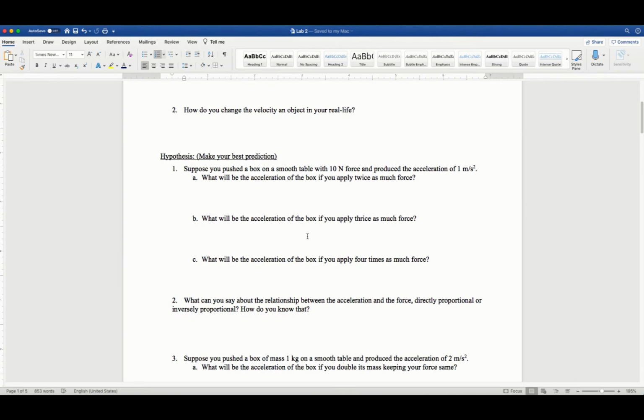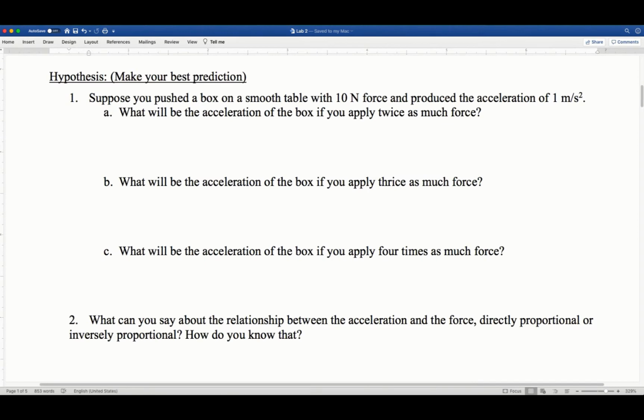The next part is making some prediction, which is the hypothesis. So the first question is, suppose you pushed a box on a smooth table with 10 Newton force and produced the acceleration of 1 meter per second squared. So let's say you have a box on a table, and you apply 10 Newton force on that box, which produces the acceleration of 1 meter per second squared.